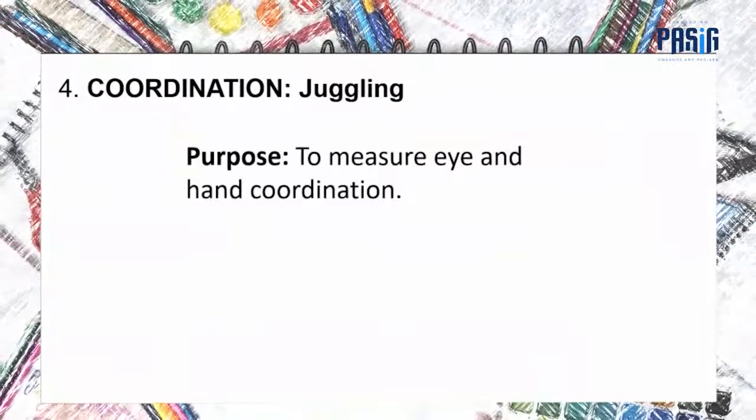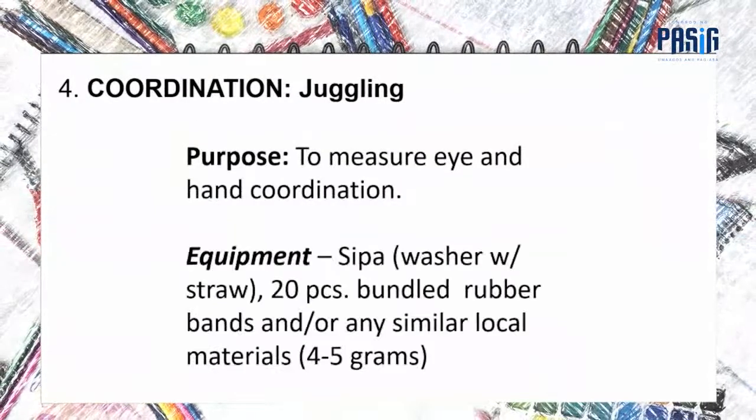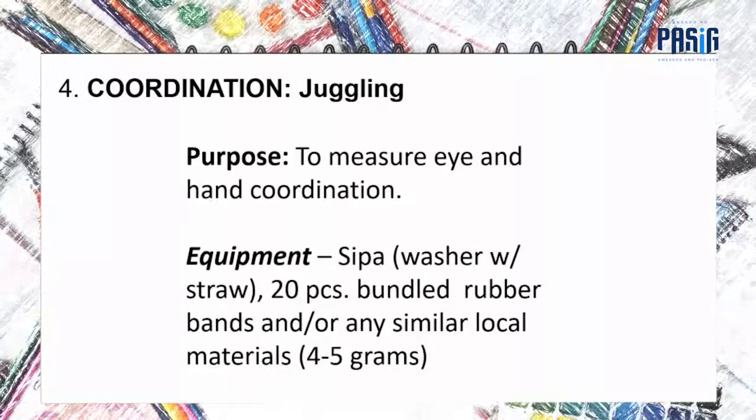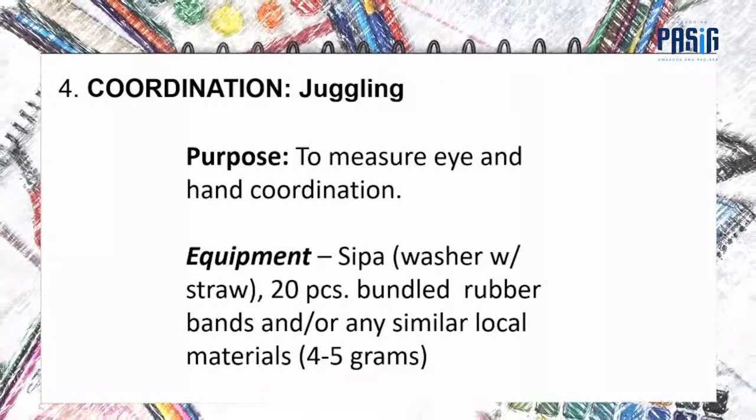Next for the coordination is juggling. The purpose of doing the juggling is to measure eye and hand coordination. Equipment: sepak, washer with straw, 20 pieces, bundled rubber bands and or any similar local materials, 4 to 5 grams.